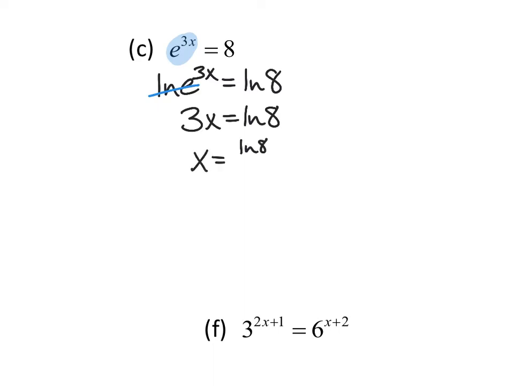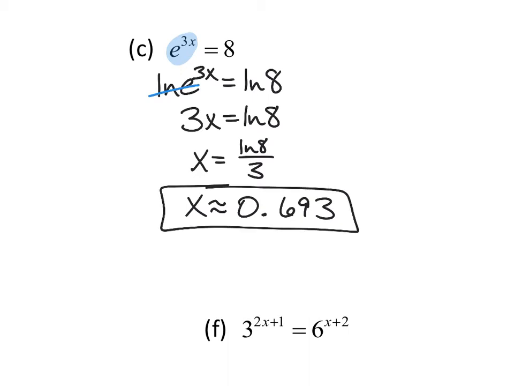The natural log of 8 divided by 3. And once we have that, we can throw that into a calculator, and we would get approximately 0.693 when we round. And again, quickly check your work by storing that rounded value or the unrounded value from your calculator as some letter and plugging it into the original equation to see if it gives you 8. And it would.